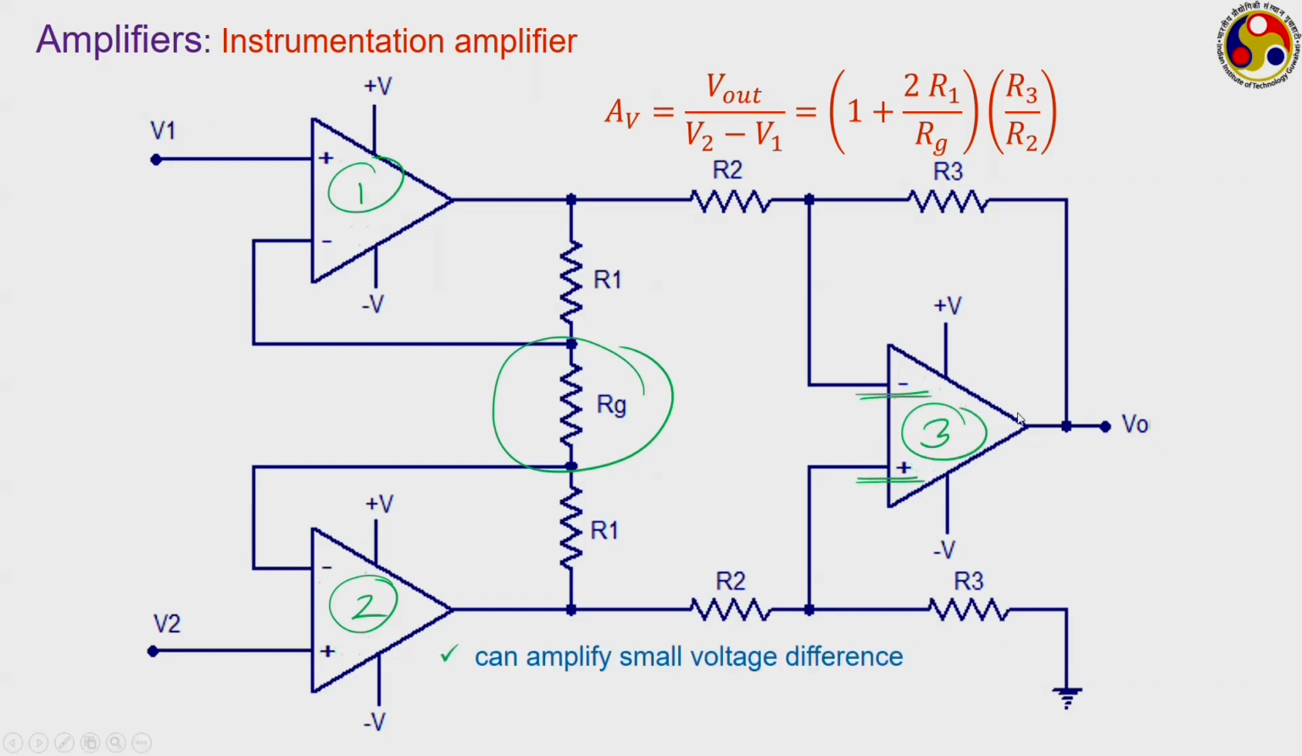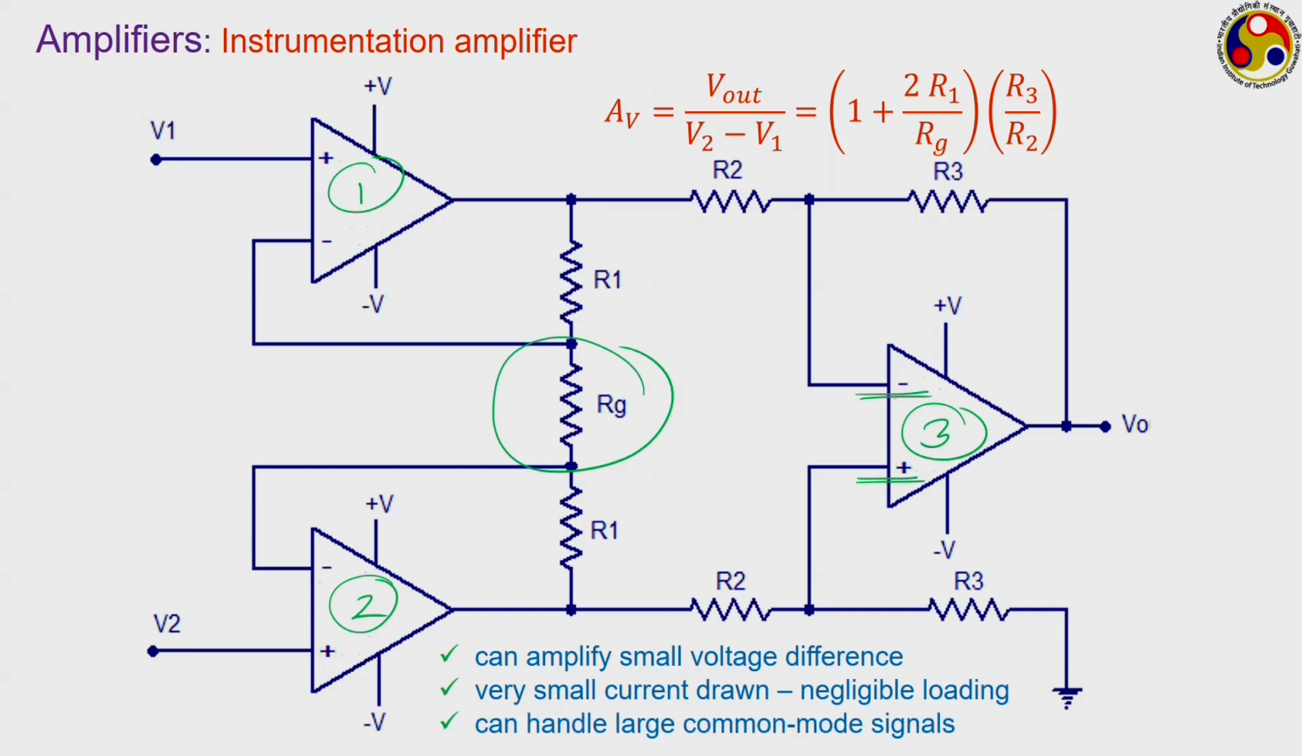Instrumentation amplifiers are particularly useful when we are talking about amplification of a very small voltage difference between V1 and V2, and also it generally draws a very small amount of current. So, we get a negligible loading effect or loading error at the output, and it can handle large common mode signals. Through this internal circuitry, the common mode signal gets cancelled. By using simple analysis of electronic circuits, we can get this expression for the gain of instrumentation amplifiers.